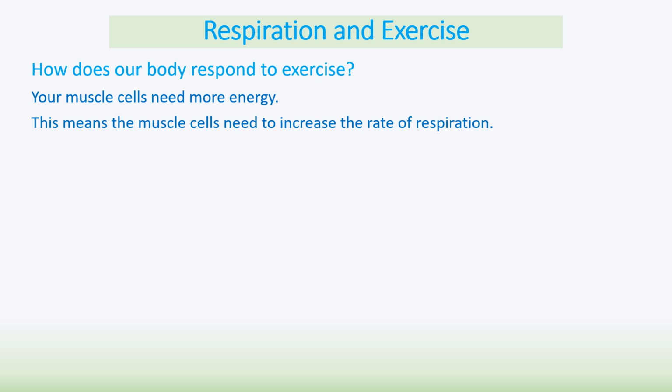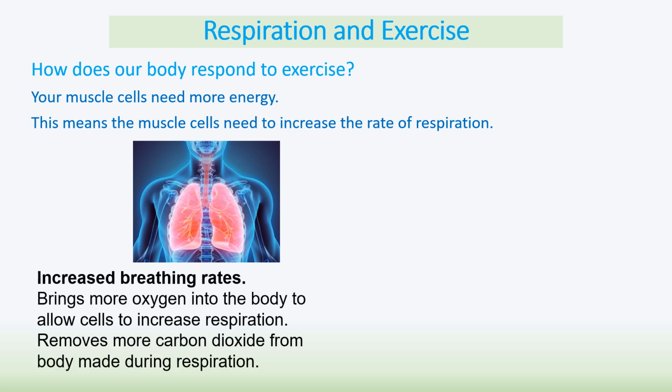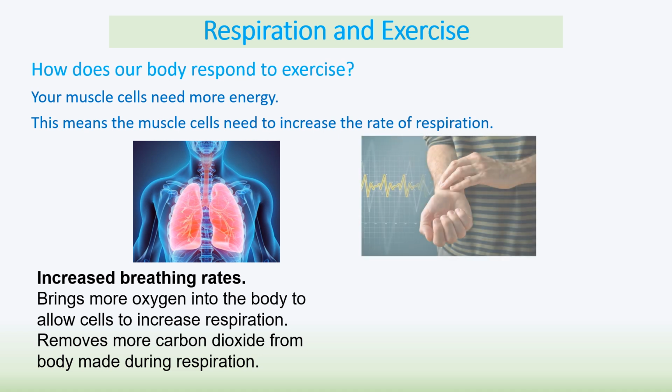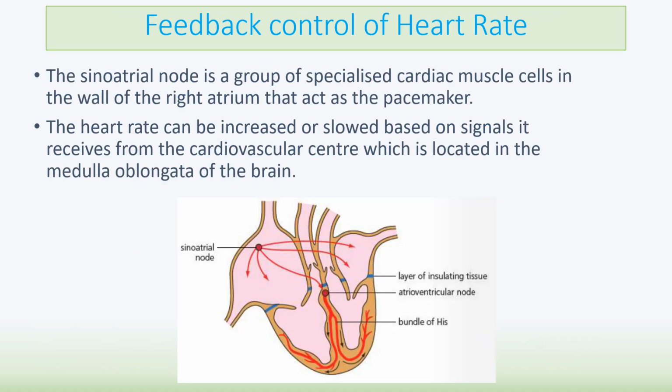Therefore, your cells in your muscles, let's say in your legs, need a higher rate of respiration. So our breathing rate increases to allow more oxygen into the body, into the blood via diffusion through the lungs, and help remove carbon dioxide, the waste product from aerobic respiration. Our heart rate then has to increase to move that blood around the body quicker, ensuring a quicker delivery of oxygen and glucose to the respiring cells.